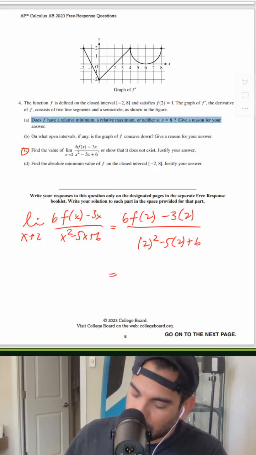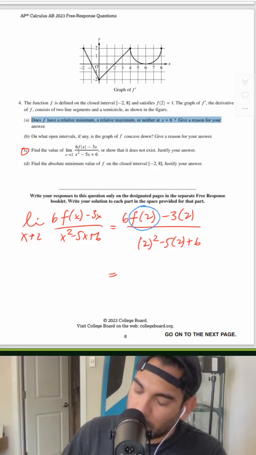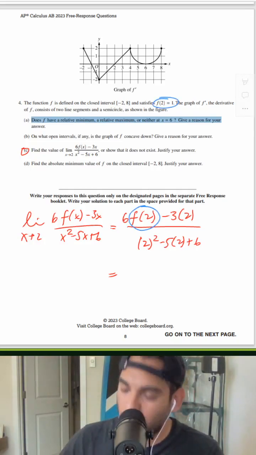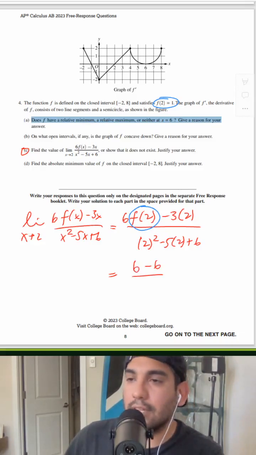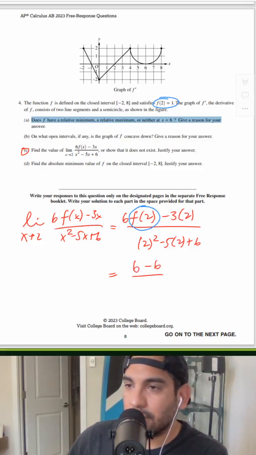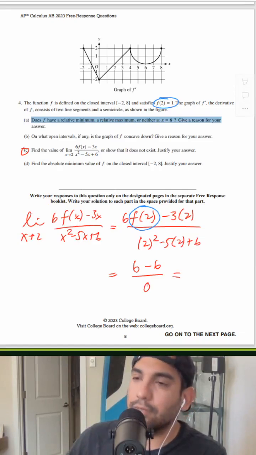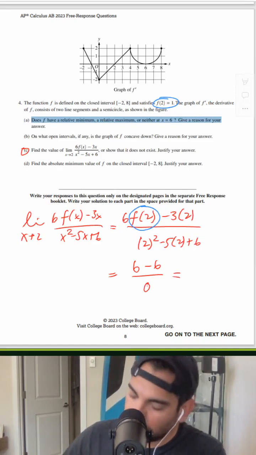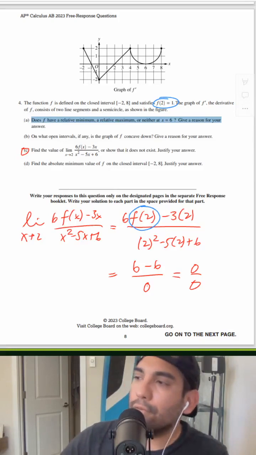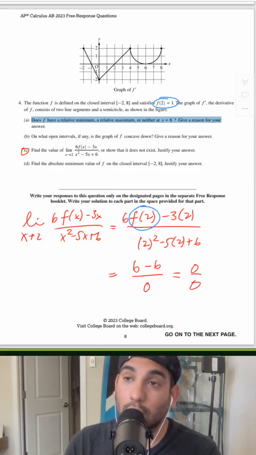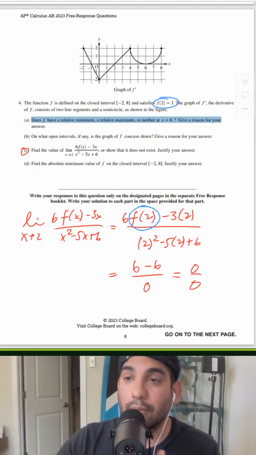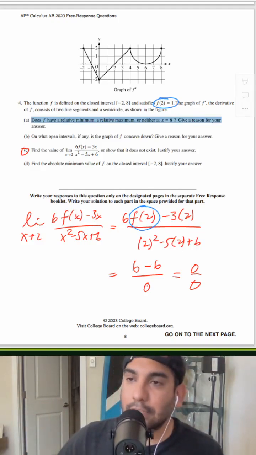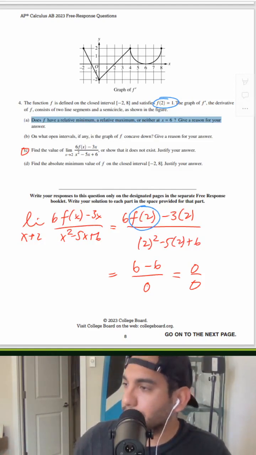Remember, f of 2, they gave that to us. It was one of the conditions up on top. f of 2 is equal to 1. So what we have is 6 minus 6 over, and then on the bottom, we're just going to simplify this. This is going to be 0 because it's 4 minus 10 plus 6. So we got 0 over 0, a beautiful indeterminate form, so we have to go ahead and use L'Hopital's rule. I believe you're going to have to show that it's 0 over 0, and then from there, I'm going to go ahead and take the derivative. I need space on here, so I'm just going to go ahead and erase my work. We already know that it's going to be indeterminate.